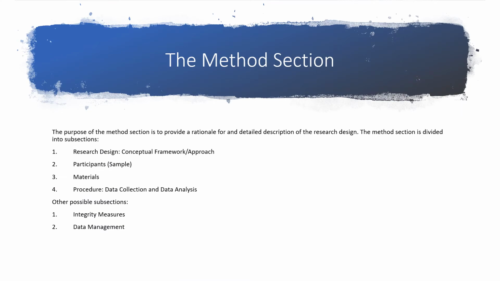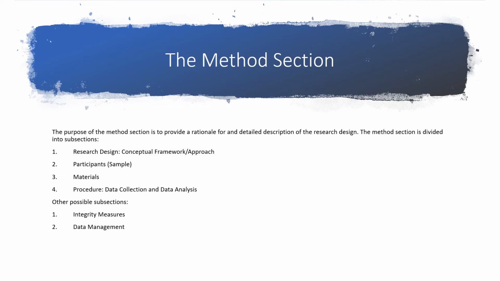So, just like we looked at the introduction, it had different subsections. The method section has different subsections. So the purpose of the method section is to provide a rationale for, in other words, a reasoning for why you made these choices, right? And a detailed description of the research design. The method section is divided into subsections. So you have research design, conceptual framework, or approach. In other words, what is the approach you're taking towards this problem?